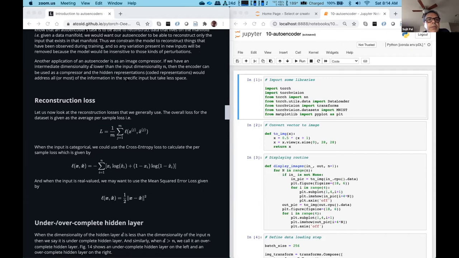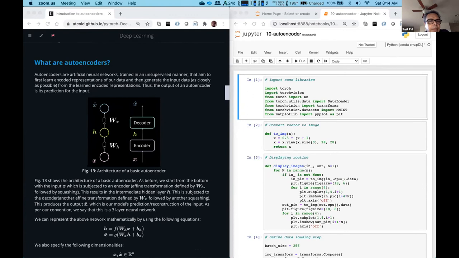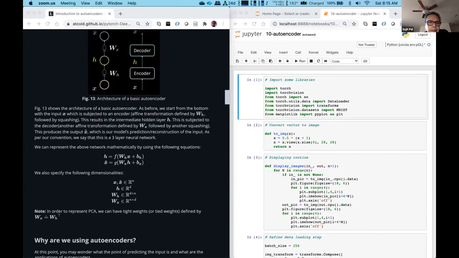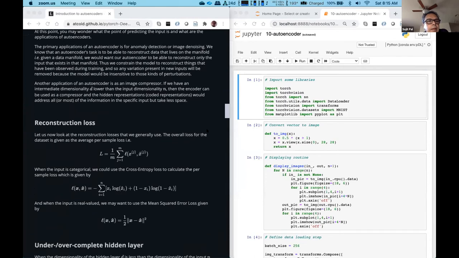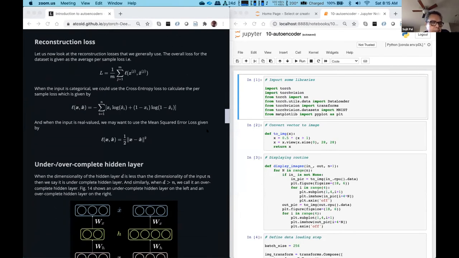Another example is image compression. If you think of going back to this diagram, if the dimensionality of H is smaller than X or X hat, then you can think of it as image compression, right? You are basically squeezing out all the stuff that you care about in an image and which is needed for reconstructing the image. So that serves as a compression technique as well. Okay, and so reconstruction loss.